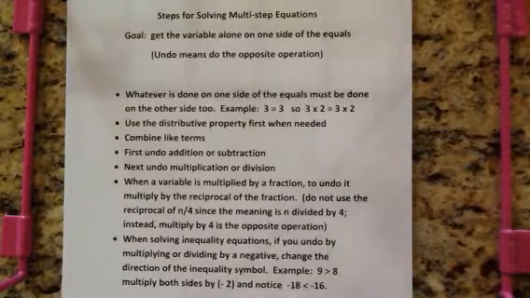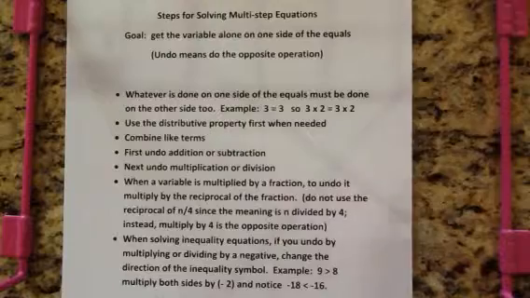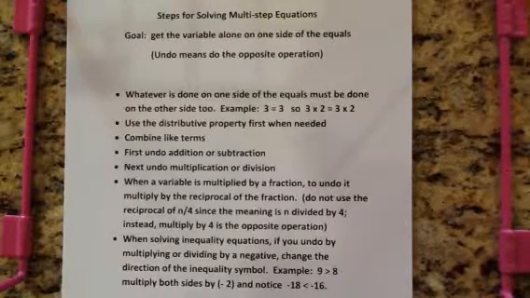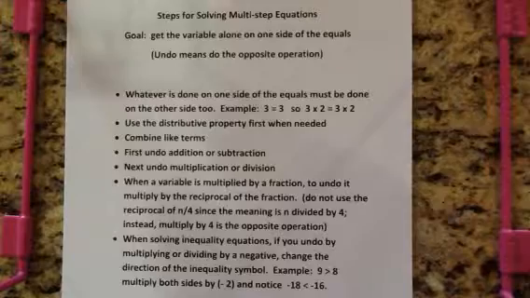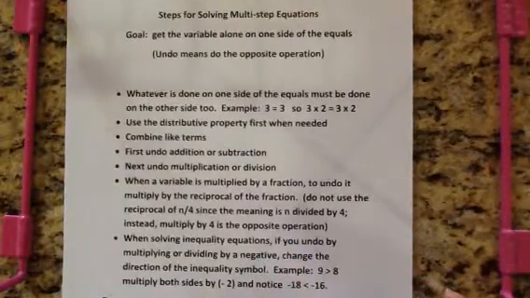Okay, and as we go through these guidelines, I'm going to be talking about undoing things that are happening to the variable. And when I say undo it, I mean to do the opposite operation. So for example, if it has 3 being added to the variable, then doing the opposite operation would be subtracting 3 from both sides of the equals. So let's look at these guidelines.